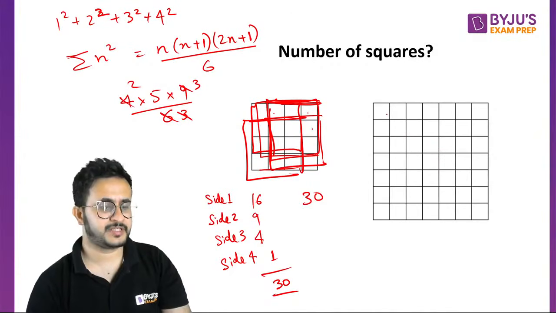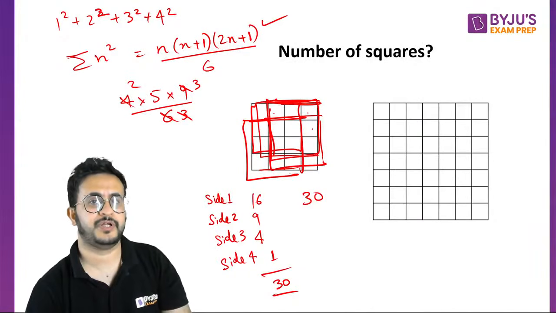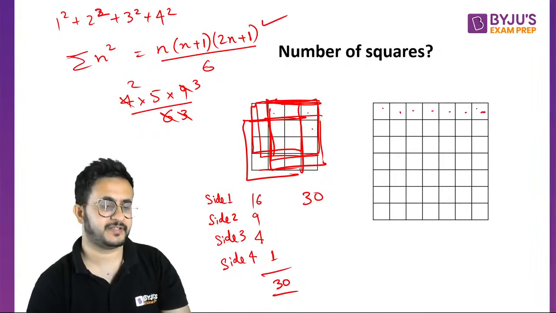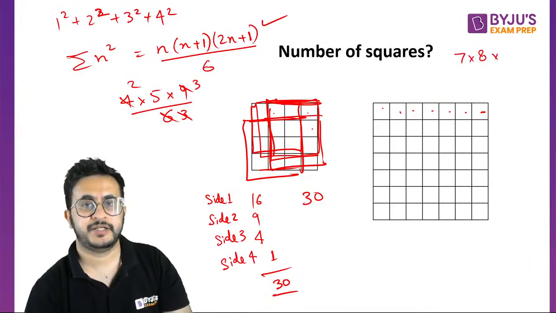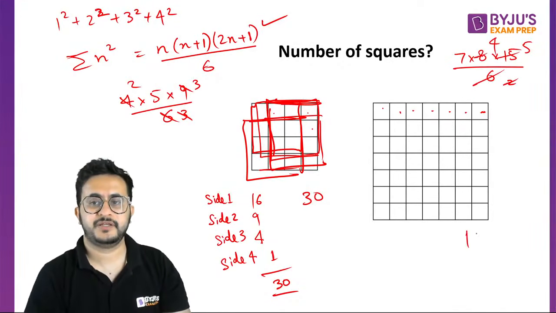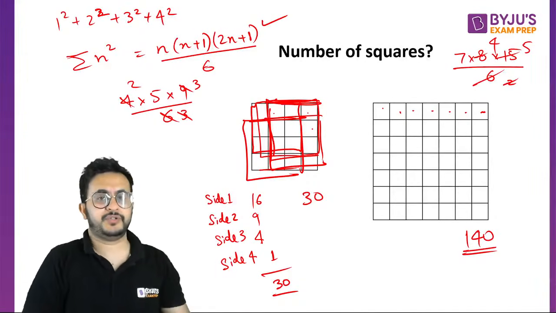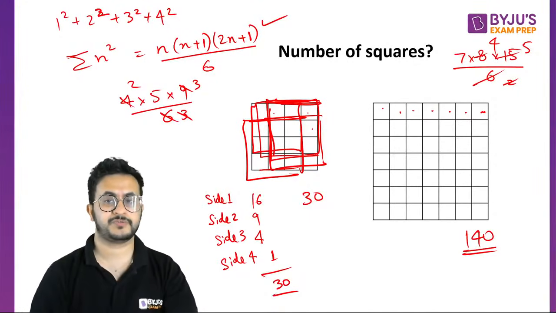Now, if I have to find for this, I will not be counting manually. I know that this is n into n plus 1 into 2n plus 1 upon 6. So 1, 2, 3, 4, 5, 6, 7. So there are 7 smaller squares. So 7 into 8 into 2n plus 1, that is 15, upon 6, 7 into 20, 140 squares. So no need to count manually. Know this value: n into n plus 1 into 2n plus 1 by 6.